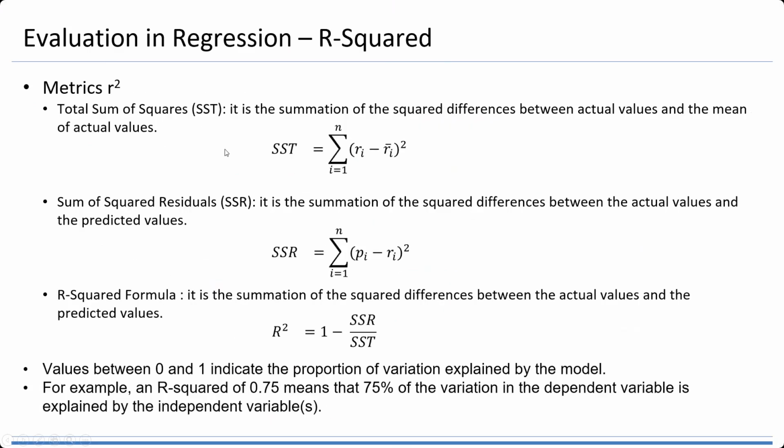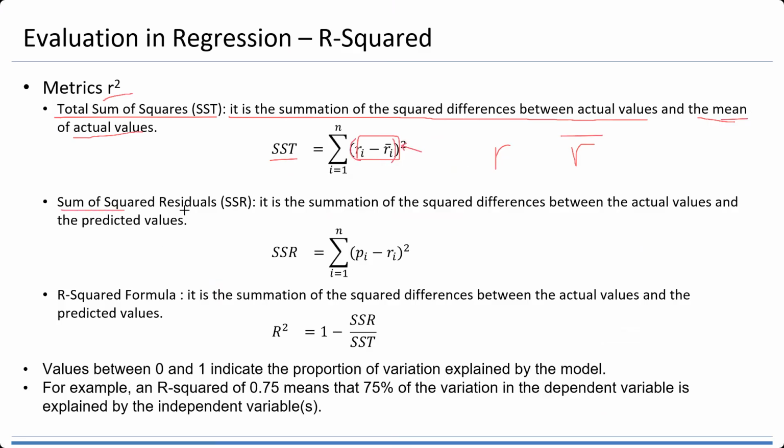There's another thing about R square. For R square, we have the total sum of squares, or SST. SST is obtained from this formula. It is the summation of the square difference between actual values and the mean of actual values. So R is the actual value, R bar is the mean or the average, and then we do the square.